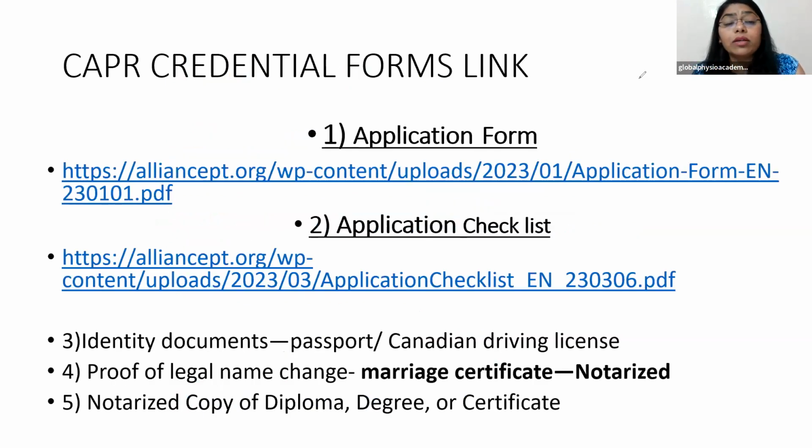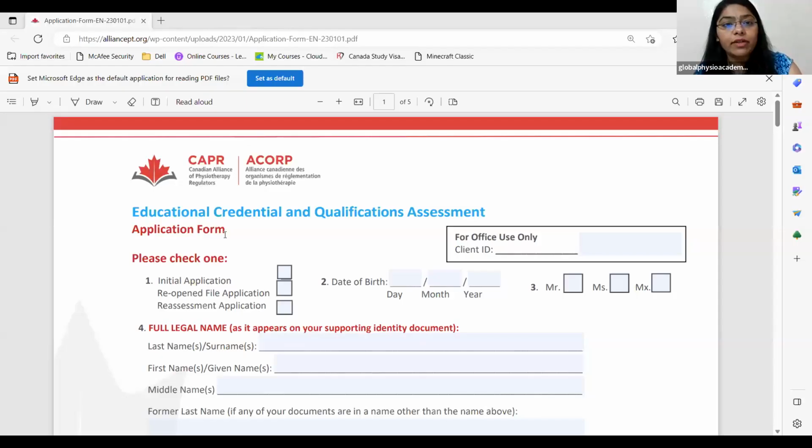So this is the CAPR credential form link. First is the application form. This is the latest form, January 2023. If you click that one, let me share my screen, just a minute. Is everyone able to see the screen? Okay. So this is the application, education credential and qualification assessment. You can type, so you can fill it online.